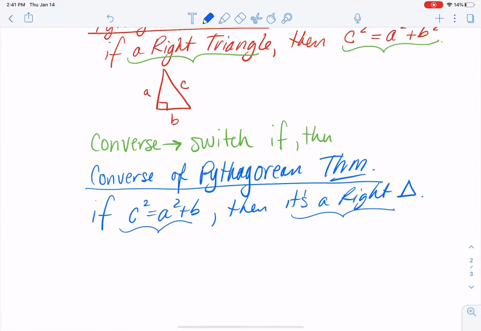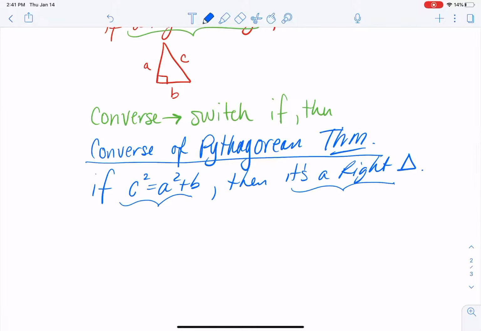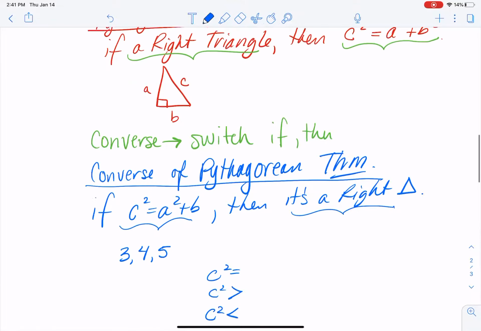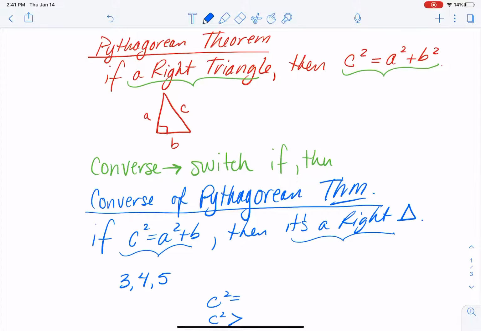Now, the converse of the Pythagorean theorem doesn't give you a picture. It's done when you have a series of numbers, 3 to be exact, and you want to know if it's a right triangle. Now, sometimes c squared does not equal a squared plus b squared. So then we have when c squared is greater than a squared plus b squared, and when c squared is less than a squared plus b squared. So that's what converse means. It means we switch the if and the then parts of the statement, and the statement still holds true.